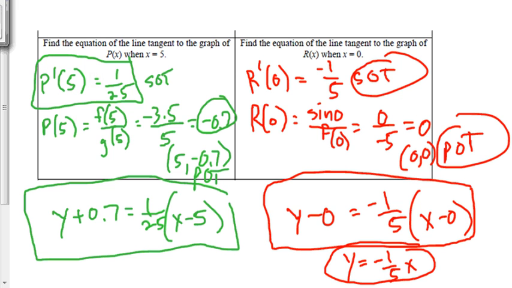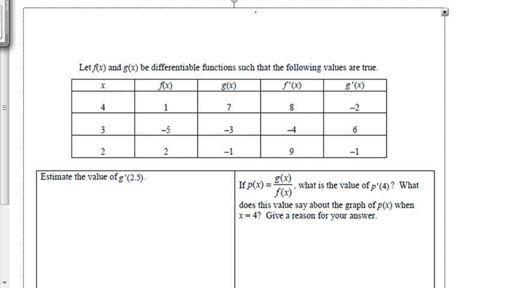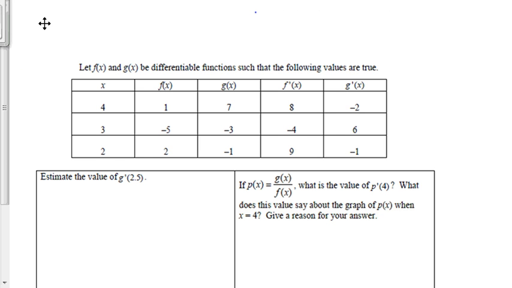Okay, last page. All right, let's go on to the last page here. So we're given a table, and we're going to answer some questions, and we're going to need some of the information on the table. So the first thing says, estimate the value of the derivative of g when x is 2.5.